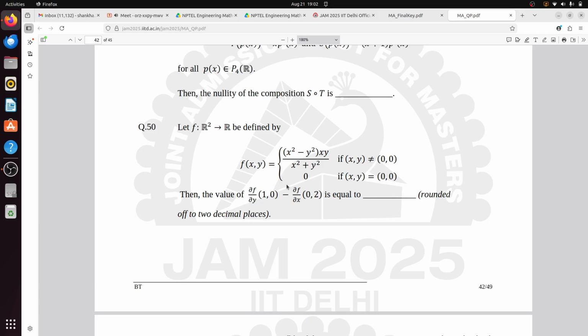Just put the basic definition. Do not try doing del f del y in that way. Just use the definition that del f del y at (a,b) is f of (a, b plus k) minus f of (a,b) by k. Determine. Please determine this problem. Determine the value.